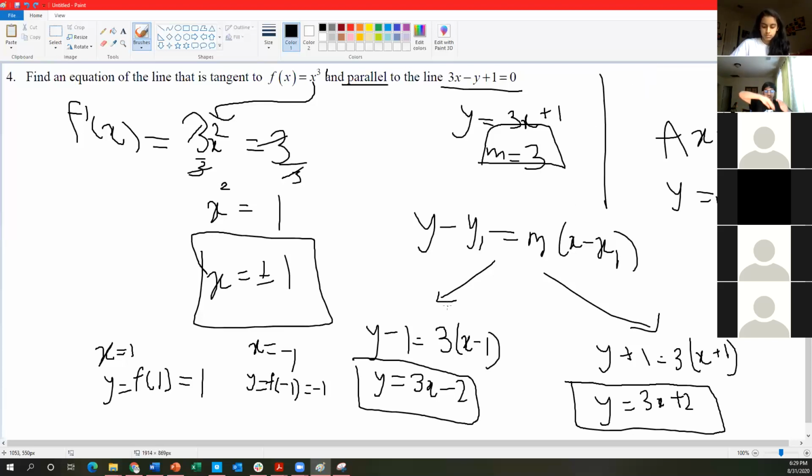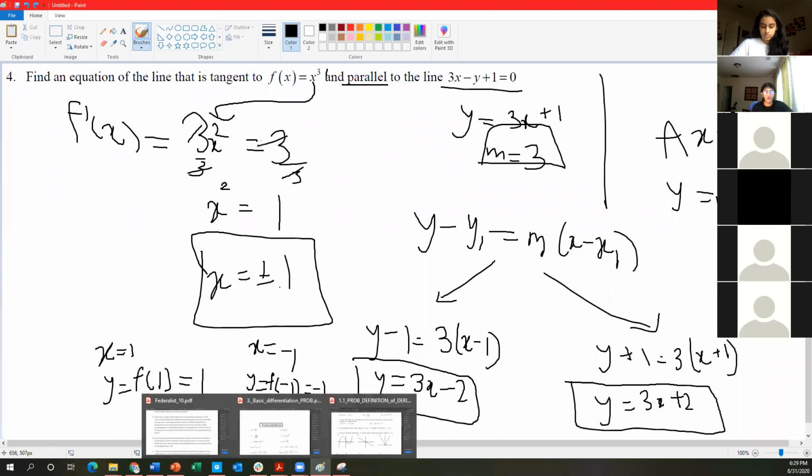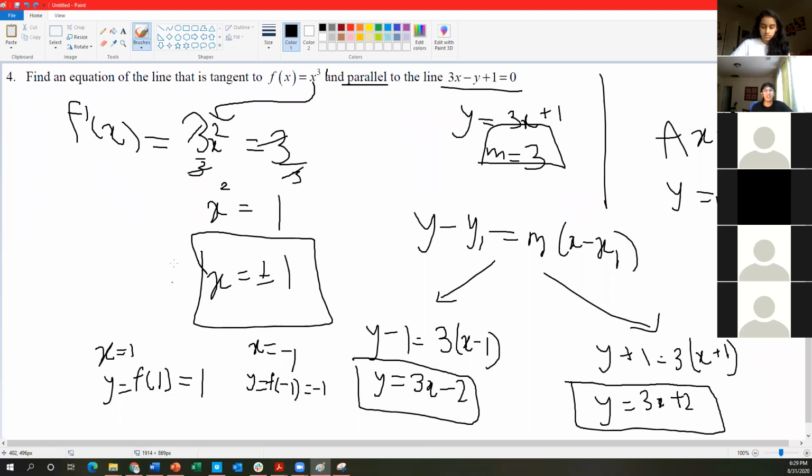I have my function. I have a tangent line here. I have a tangent line here. And then the original function that I was looking for is here. And they're all parallel to each other. Why? Because their slopes are equal to each other. Does this make sense how you do these problems? You always want to start with the derivative, then relate it to the slope of the line that's given, and then put it into point slope form.